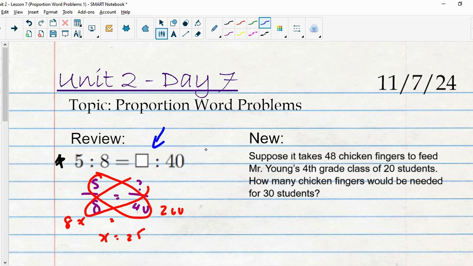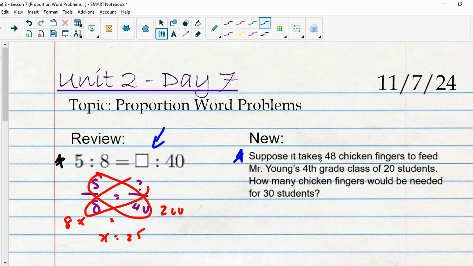as a word problem. Okay, so you ready? So I'm going to read now. Okay, you don't have to copy the question down, but I would very much prefer that you listen to me while I'm speaking. So this is it. All right, so this is what we're doing for the next 3 days. Ready? Okay, suppose it takes 48 chicken fingers to feed Mr. Young's 4th grade class of 20 students. How many chicken fingers would be needed for 30 students?